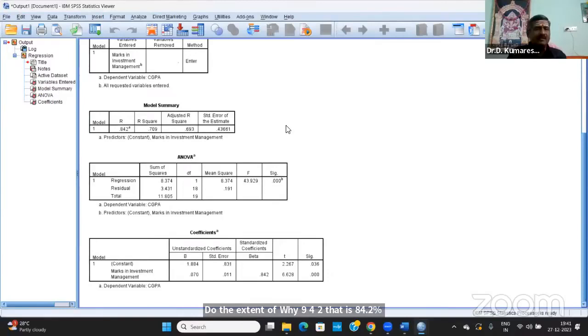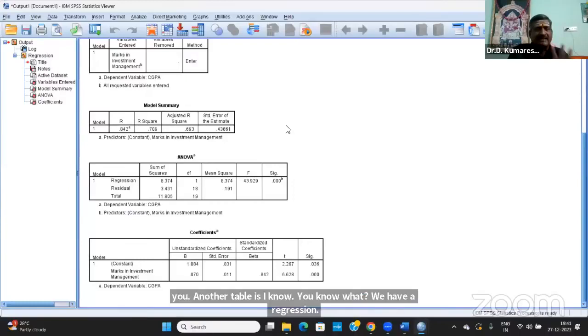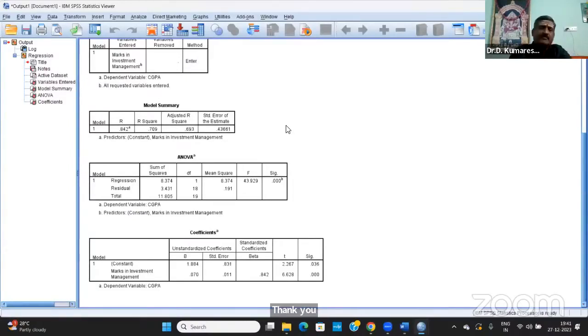What about R square? R square is the coefficient of determination or regression coefficient. See here, another table is given, ANOVA. ANOVA tables are given. Here regression, residual, then total. Sum of squares, degrees of freedom, mean square, F value, and significant value.